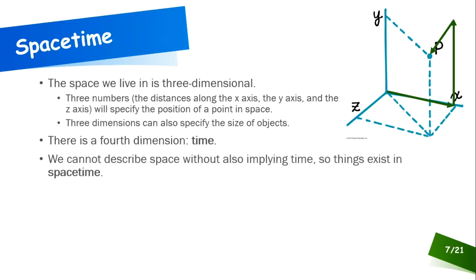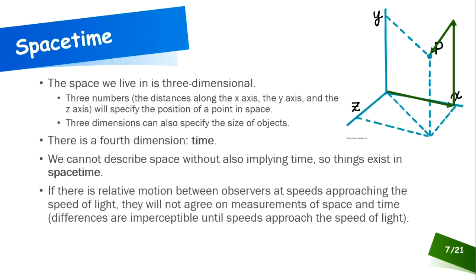We just can't describe space without also implying a sense of time. So things are existing in space-time. Things actually exist in 4 dimensions. So if there is relative motion between observers at speeds that approach the speed of light, those observers will not agree on measurements of space and time, okay? Because there's going to be a difference relative to your frame of reference.